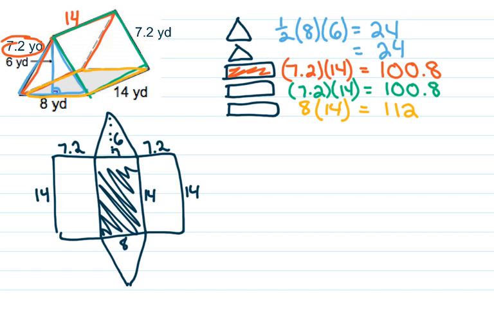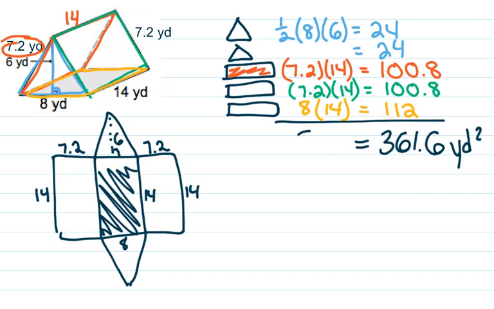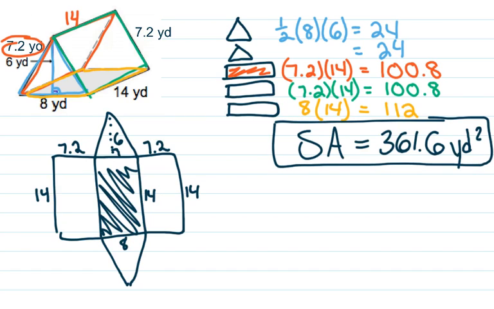To find the total surface area, we simply have to add up all of our areas, which comes out to a total of 361.6 yards squared. Because remember, this is a surface area. It's a 2-dimensional measurement of the flattened version of the 3-dimensional shapes' areas.